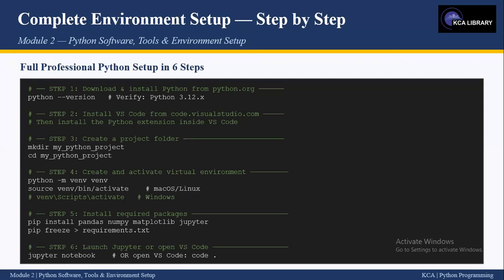Complete environment setup step by step. To summarize, a professional setup follows 6 clear steps. Install Python from the official site, set up VS Code with the Python extension, create a dedicated project folder, establish an isolated virtual environment, install required libraries using pip, and finally, launch your editor to begin coding. Following this workflow ensures your development process remains organized from day one.